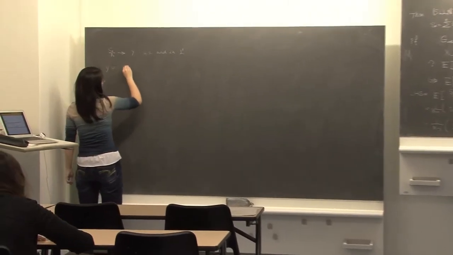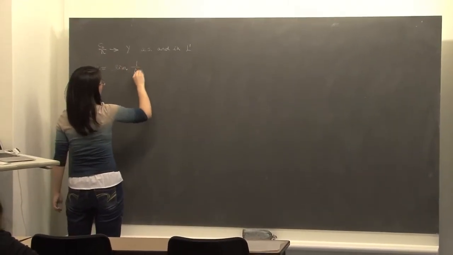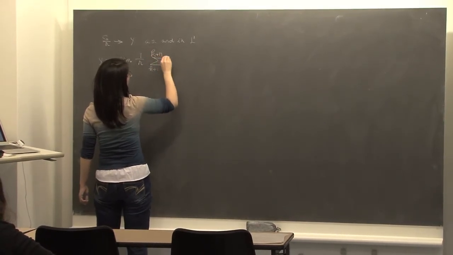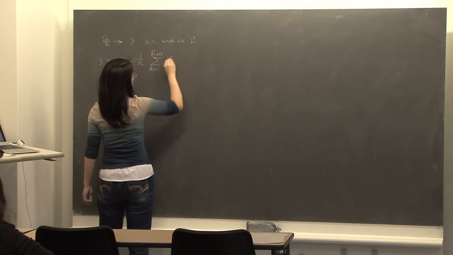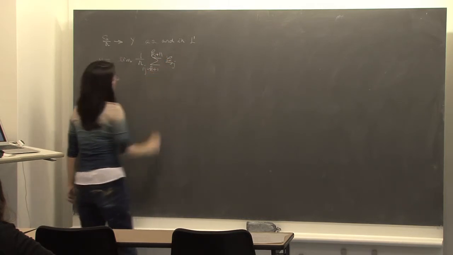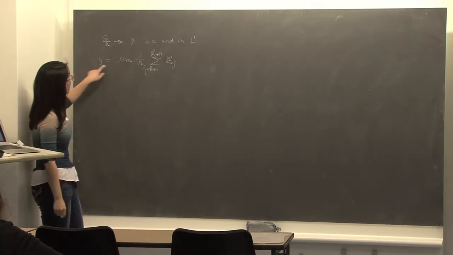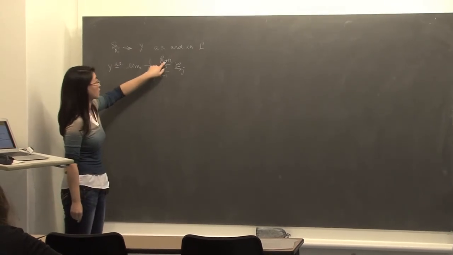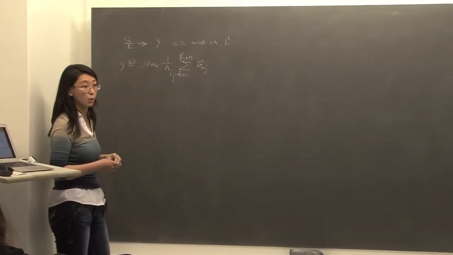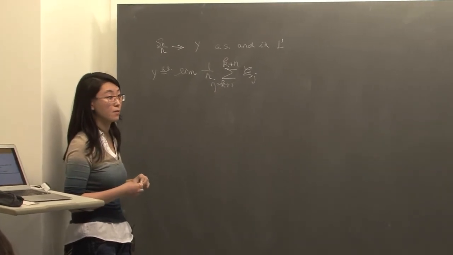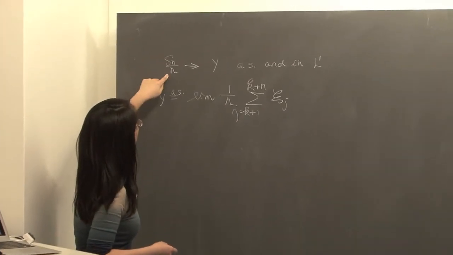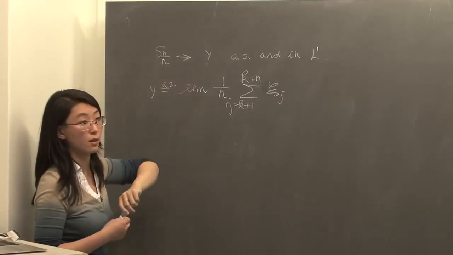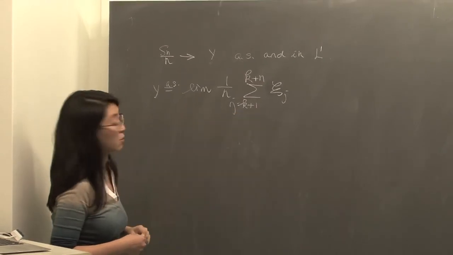And we can also see that for any k, this y is also the almost sure limit of the summation from k plus 1 to k plus n, normalized by n, almost surely. So this is from Sn over n converging almost surely to y. We know that we have almost sure convergence for any summation from k plus 1 to k plus n.